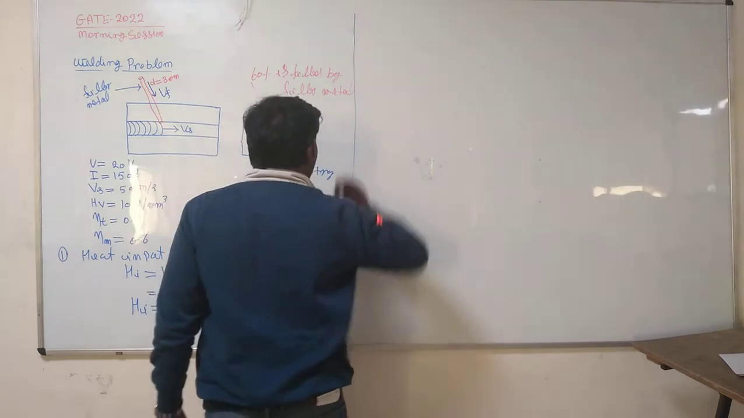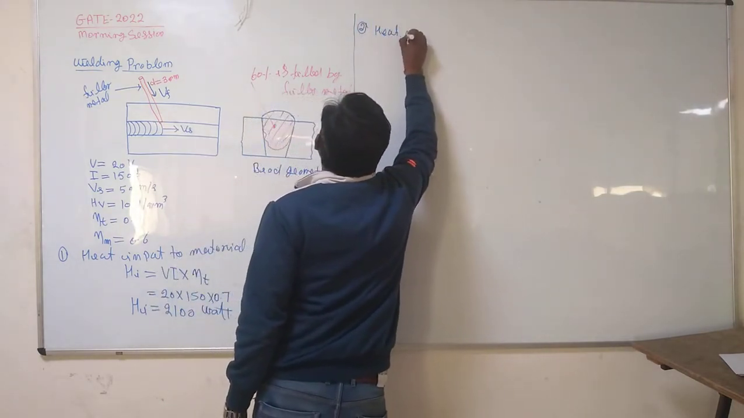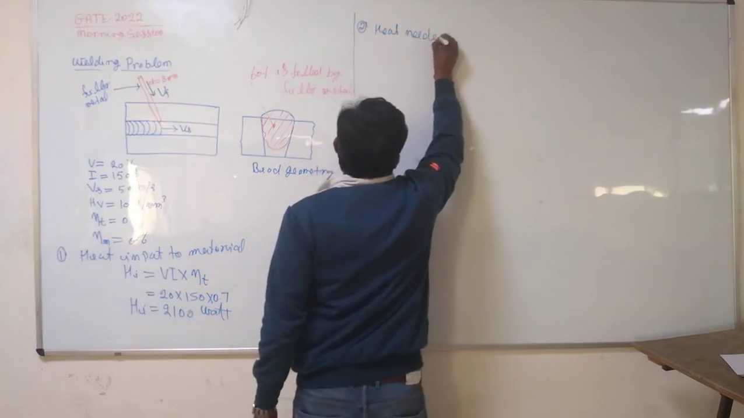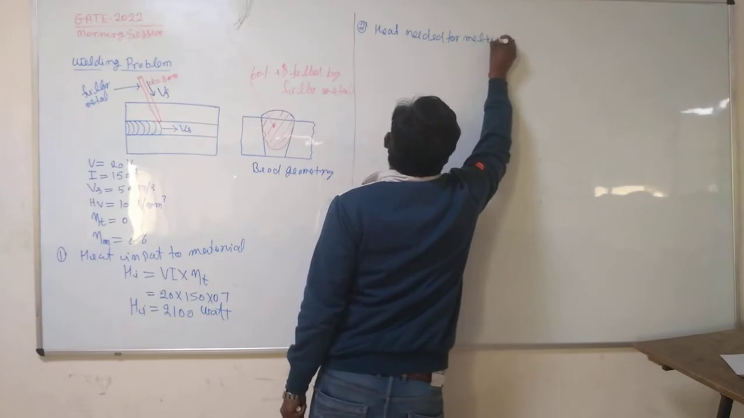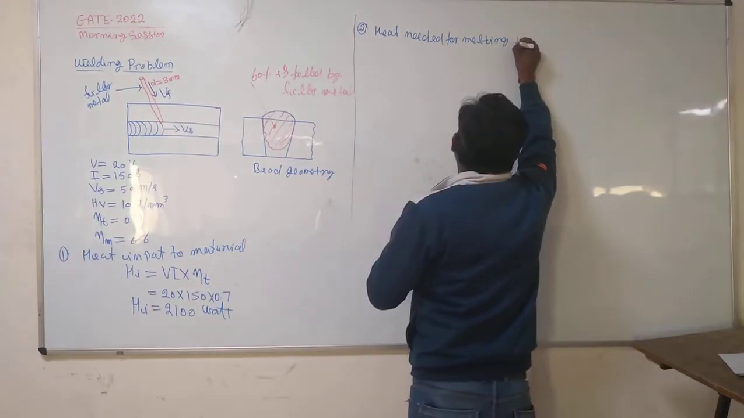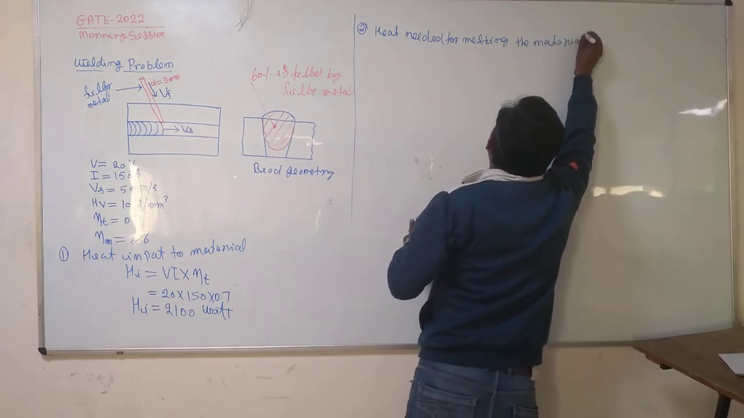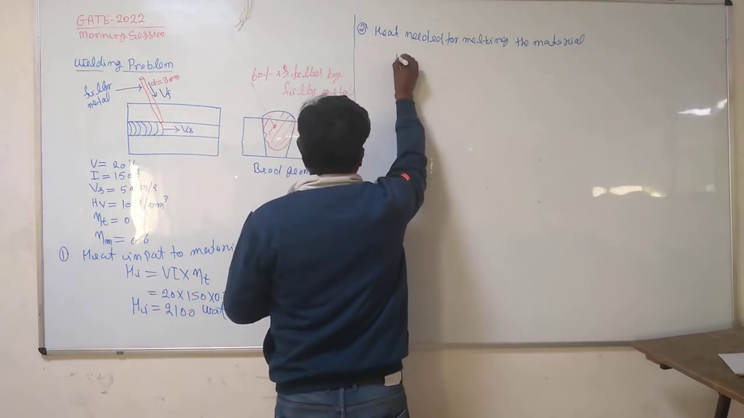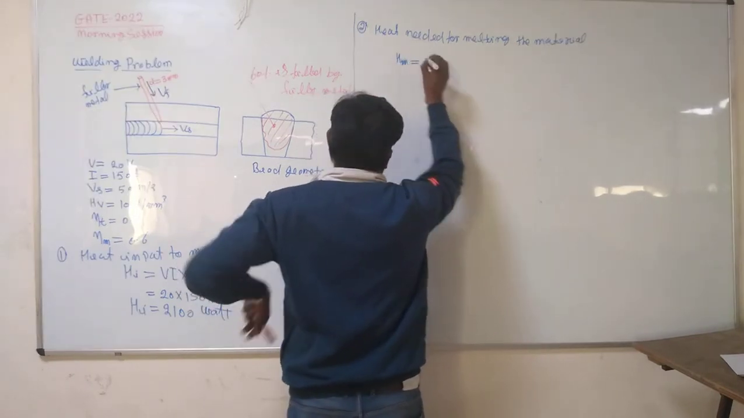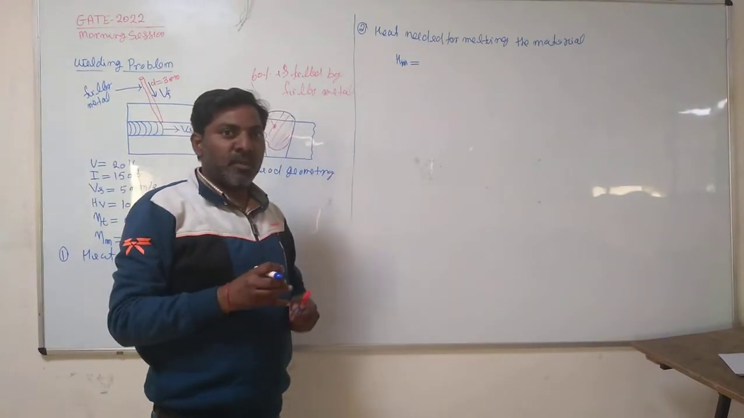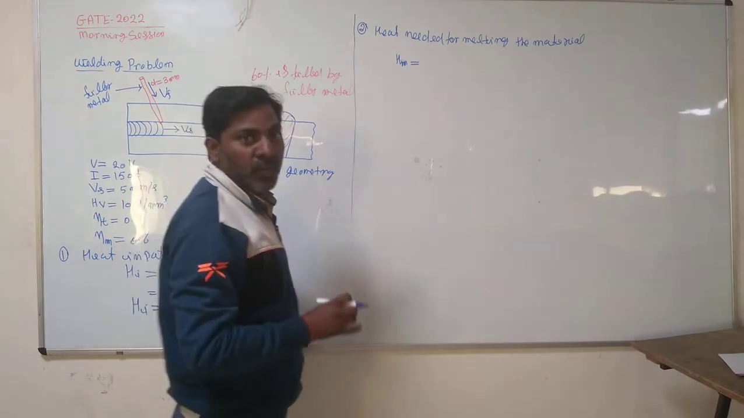Similarly, you find out how much is needed. Number 2, heat needed for melting the material. Let us say this is HM. For welding, I have developed a formula, and they are applicable. So I am applying my formula, which I have developed.